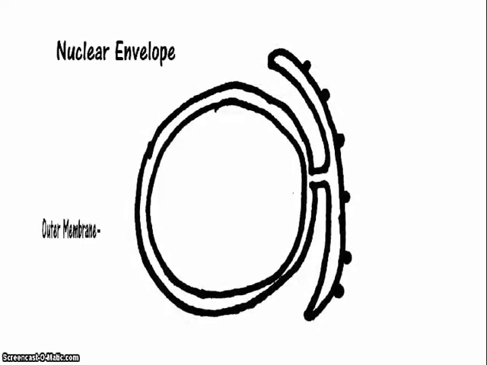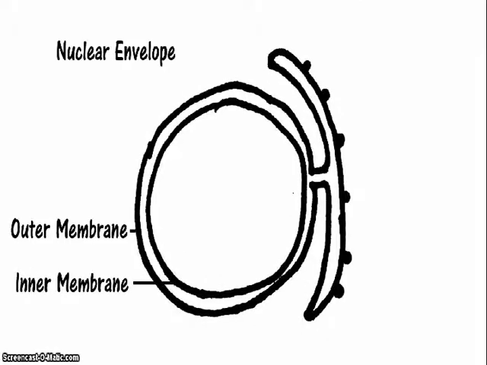So this is the nuclear envelope. The nucleus is surrounded by a nuclear envelope composed of the outer membrane and also the inner membrane. The outer membrane is actually continuous with the endoplasmic reticulum, which may be covered with ribosomes for protein synthesis.